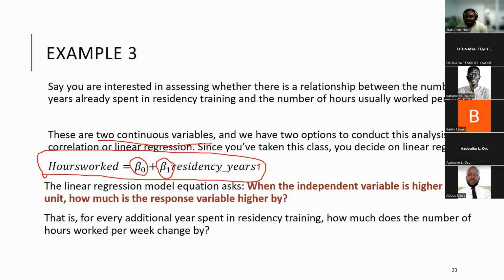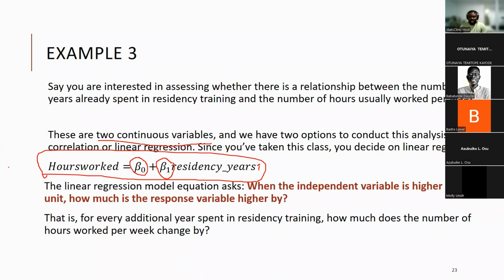For every unit of resident years, the hours worked increased by a factor of 1. You're getting very close. For every unit increase in residency years, the hours worked increases by beta 1. Yes. Every time the residency years increases by 1, the hours worked increases by beta 1.